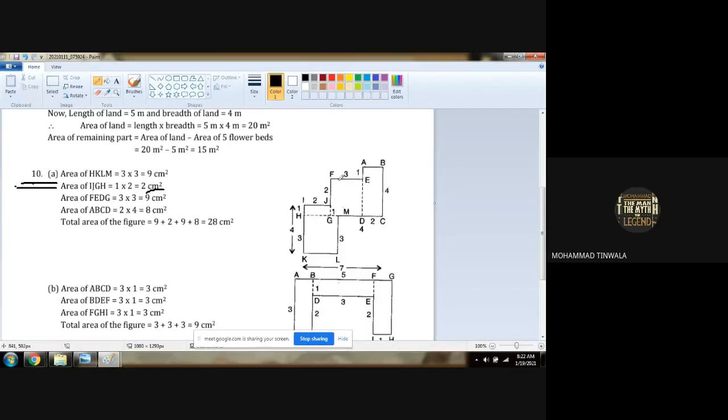Then FEDG, this one. They are talking about this rectangle. 3 into 3, 9 centimeters square. Area of ABCD. Why are they taking 3 into 3? Because can you see here, this is a square, all 4 sides equal. This is also a square, all 4 sides equal. This one is a rectangle, and this one is a rectangle. So in these two cases they will be multiplying length and breadth. In the other two squares, they will be multiplying side into side. Can you see here?